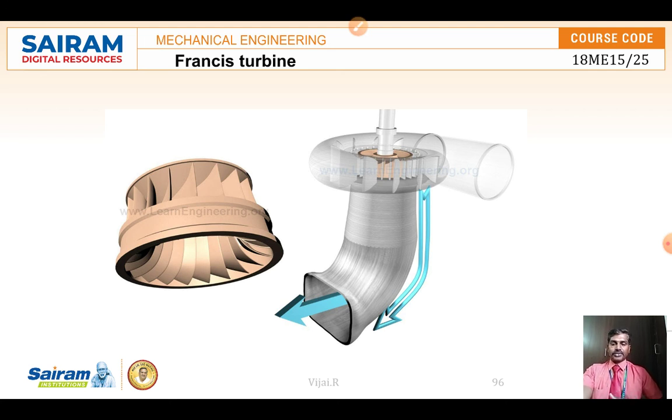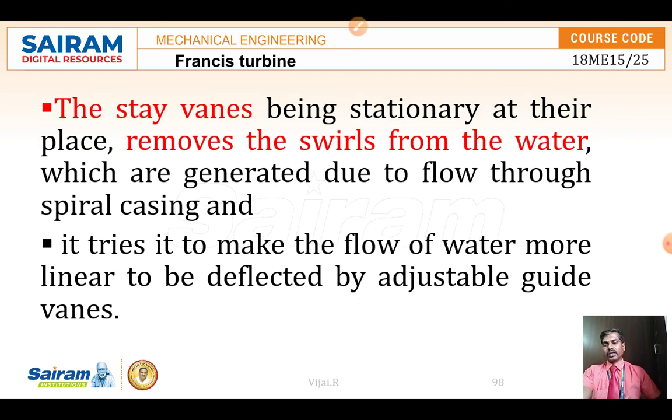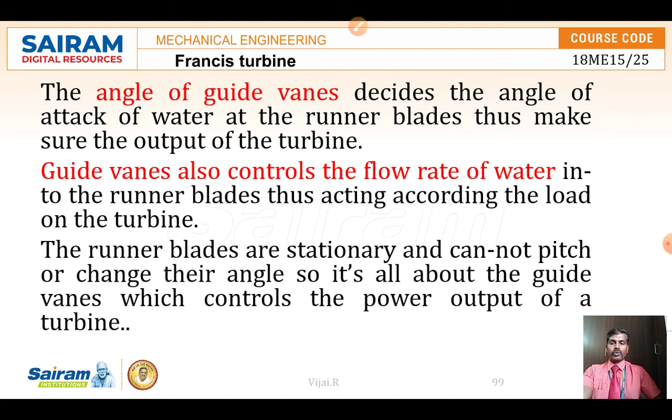Here you can see the draft tube with an increasing cross section, and it goes to the tail race, where the water joins the river or is disposed. First, with the decreasing cross section of the spiral case, the pressure energy remains uniform, and then the water rotates the runner blade. It moves through the stay vanes, which remove the swirl effect of the water, and then the guide vanes, which control how much water is required.